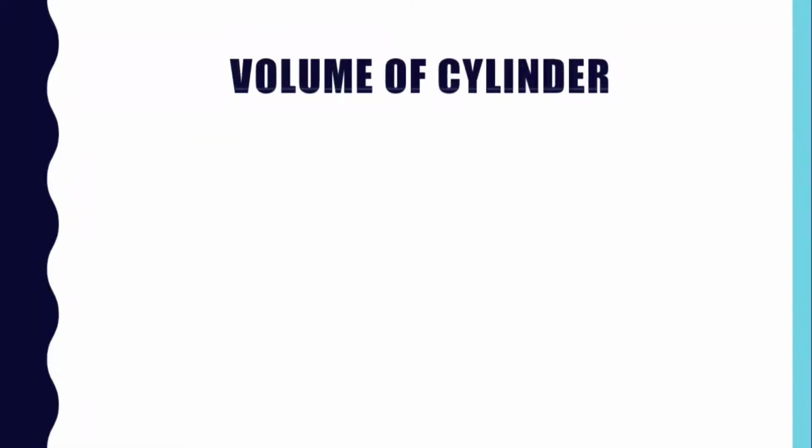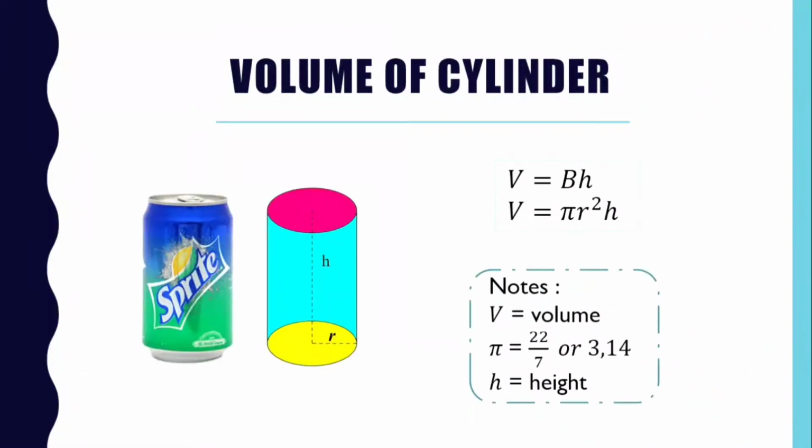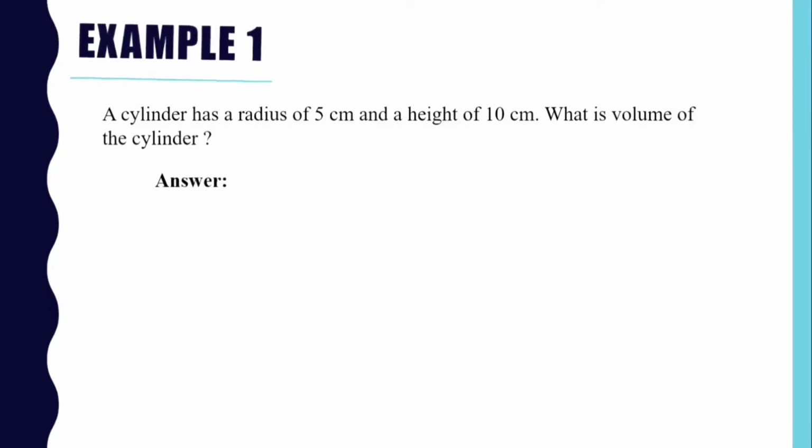Volume of cylinder is V equals B times H, or V equals pi times R square times H, with V is volume, pi is 22 over 7 or 3.14, and H is height. Example 1. A cylinder has a radius of 5 centimeters and a height of 10 centimeters. What is volume of the cylinder?